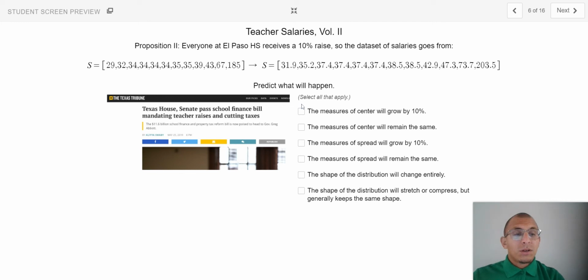Now I'd like for you once more to pause this video and take 30 seconds to decide how you think the measures of center, measures of spread, and shape will ultimately be affected.